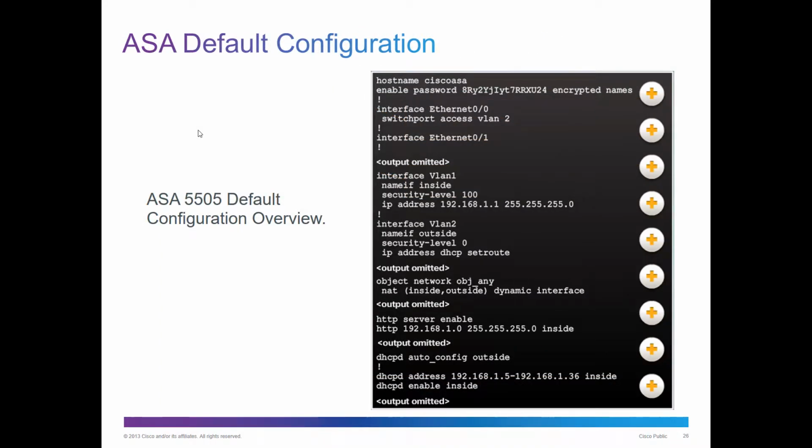Default configuration, very similar to any other device. Enable password, setting up VLAN, setting up description on interfaces. Here you're going to notice we have security levels by default. Security level 0, that's going to be an untrusted option. You have things like NAT, HTTP or web services running on it. Here we have DHCP addresses set for inside, and so forth.